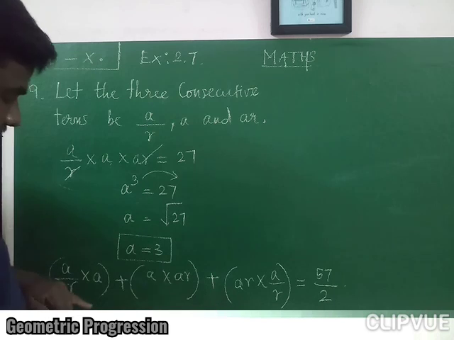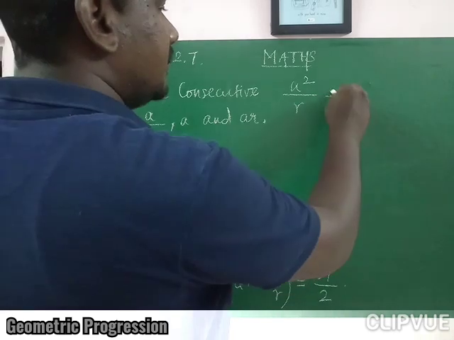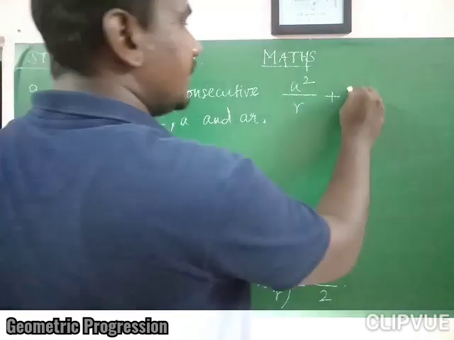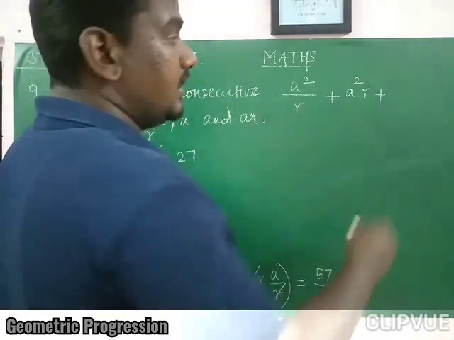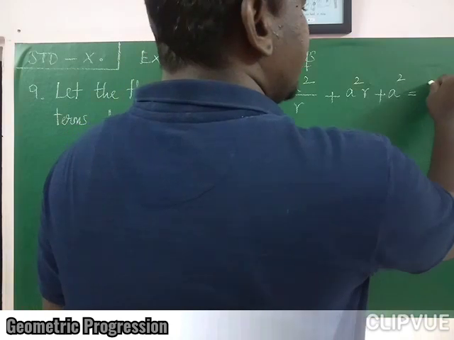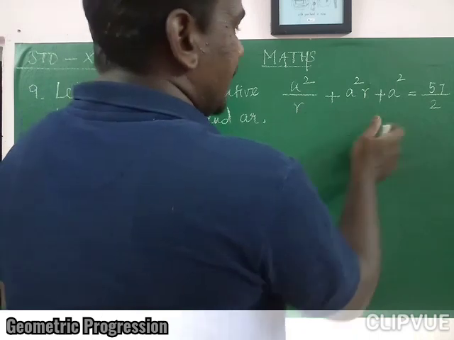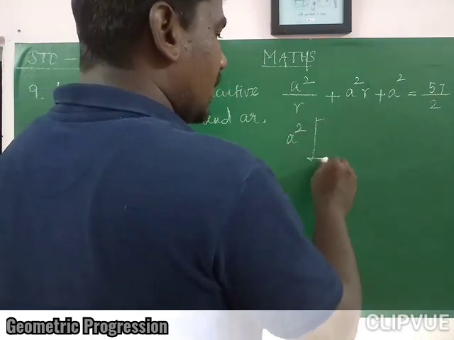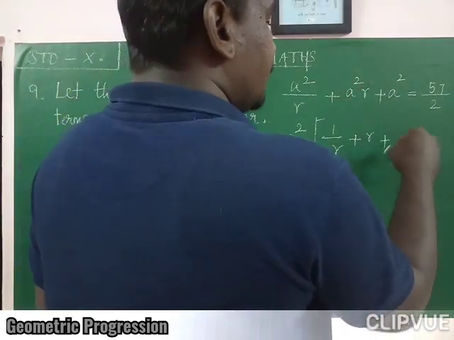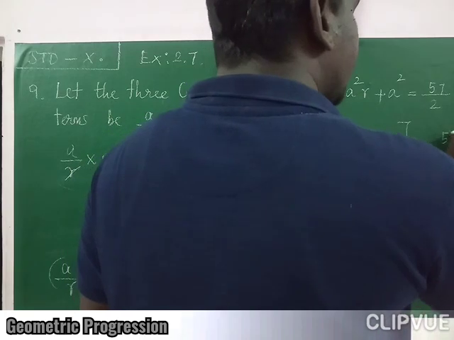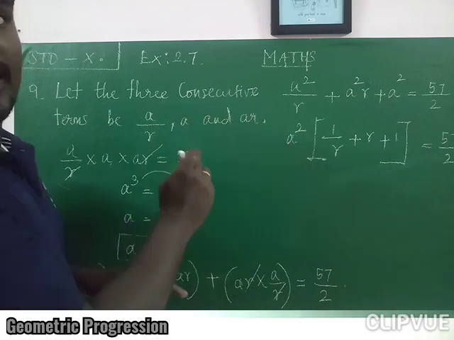Now we are going to simplify this. Here a into a is a square by r, plus a into a is a square, plus a square into r, where this r will be cancelled. So a square is equal to 57 by 2. Here a square is a common factor in the three terms. If we take a square out, we have 1 by r plus 1 plus r, equal to 57 by 2. We know that a is equal to 3, so a square is 9.